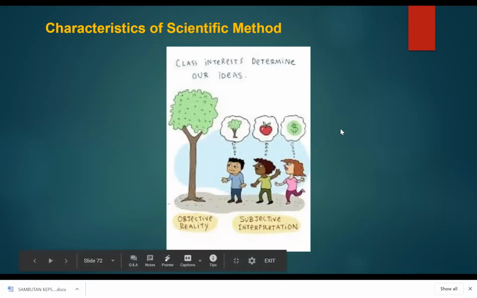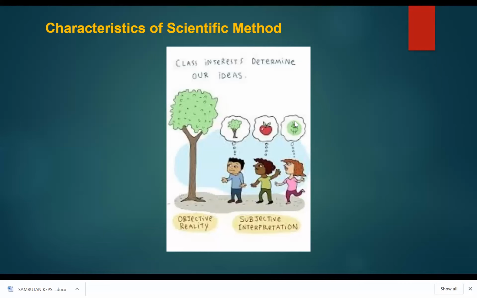Okay, as you can see here, the left student is thinking about the tree. Why? Because he saw a tree. So he thinks about the tree. But the middle child thinks about apples. Can you see the apple here? No, there's no apple. So he's not objective. He just imagines something. He imagined that this tree is an apple tree, but he didn't see the apple. He just imagines that this is an apple tree. So he's not objective. This girl is very, very not objective.